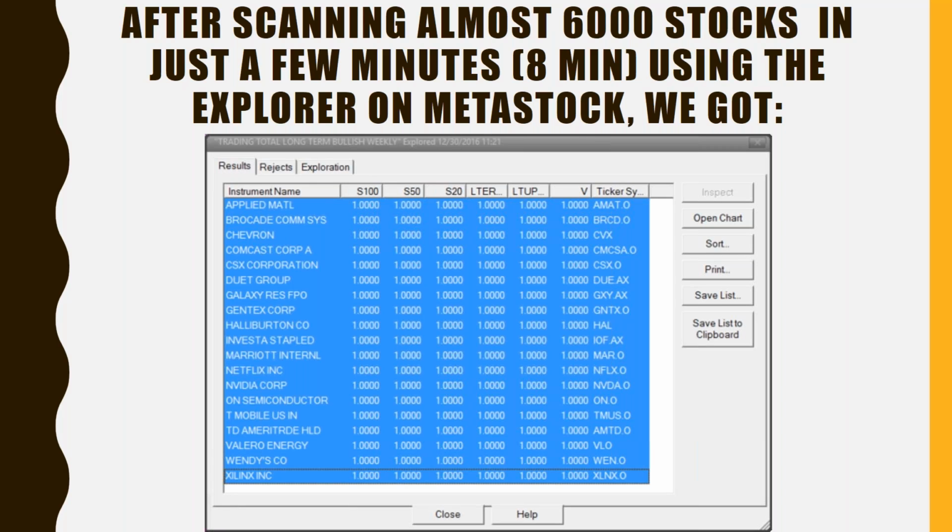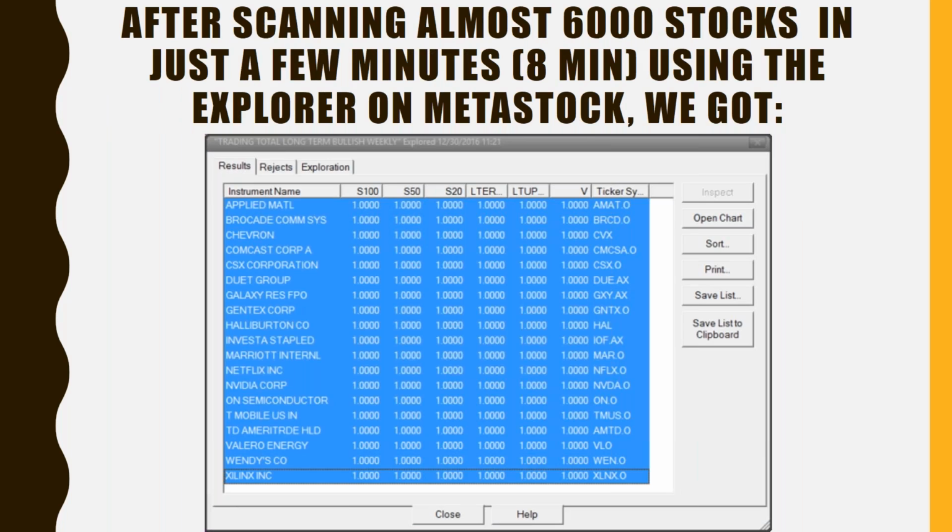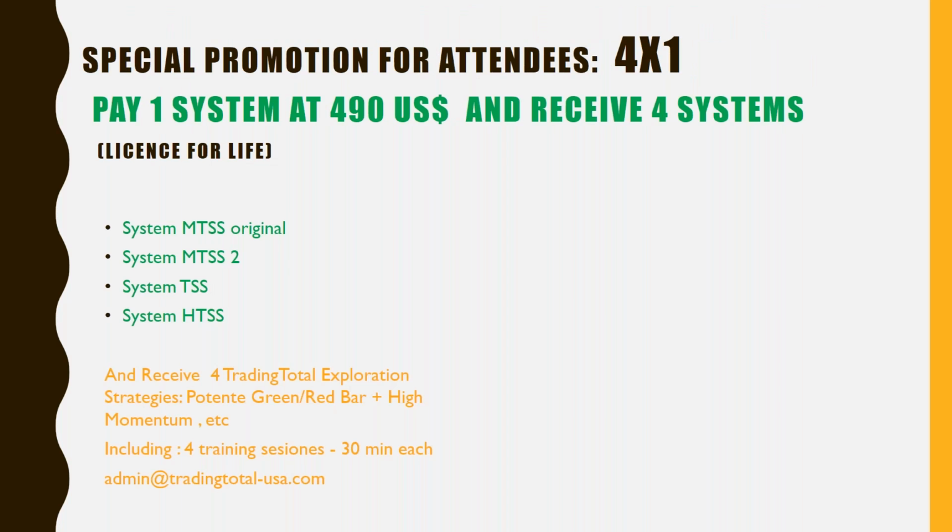This is a reference only because it depends on the computer, and it depends on the internet, basically how fast your internet is at that moment. But this is a specific exploration using this Explorer strategy, the TradingTotal strategy, to screen the whole universe of stocks, all the exchanges, in only a few minutes. Okay? This is a way to find these very good high momentum stocks.